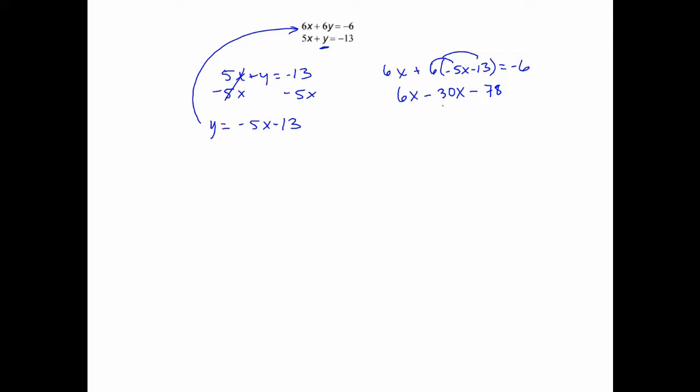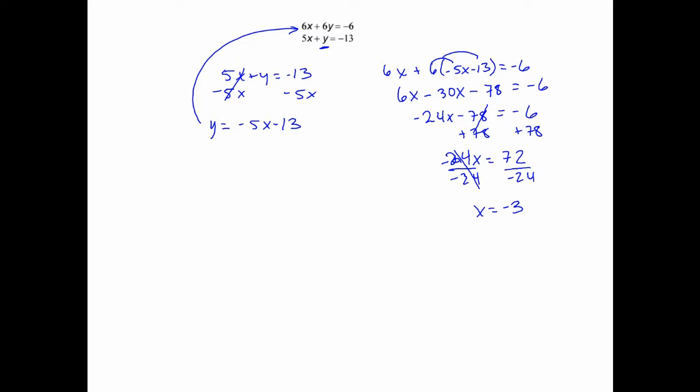Alright, so 6 minus 30, that is going to give me a negative 24x minus 78, oops, forgot my negative 6, equals negative 6. Add 78 to both sides. Gone, negative 24x equals negative 6, so 78, 72. And there are 24 hours in a day. 3 days is 72 hours, so divide by negative 24, divide by negative 24. So x equals negative 3.